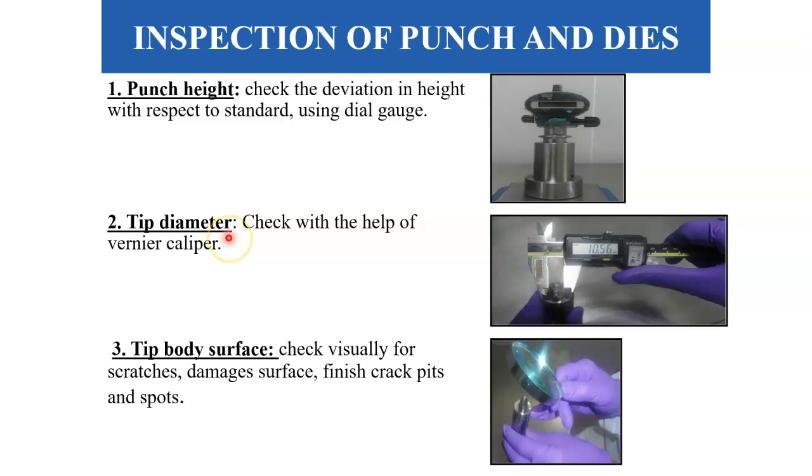Then tip diameter. Tip diameter is checked with the help of a vernier caliper. The upper punch and lower punch tip diameters are checked by using a vernier caliper. Then tip body surface. It is checked for scratches, damage, damaged surface, finish, cracks, pits and spots. And a magnifying glass is used for inspection of the tip body surface.